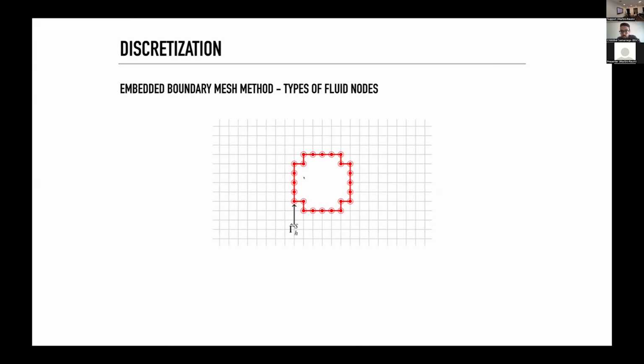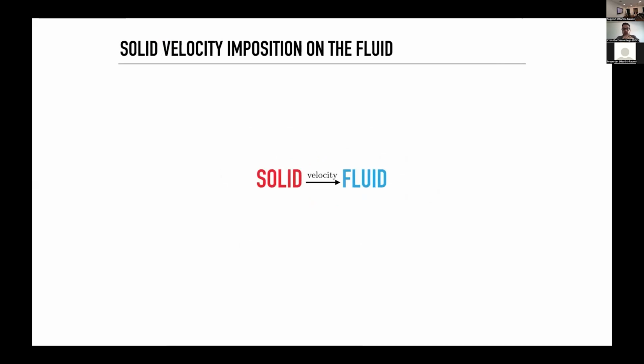So we have to remove the elements that are part of the solid, which we will not take into account in the assembly process. Also, we don't take into account the nodes that are inside the solid. This is for one time step, and we have to think that at each time step, this configuration will change. Okay, so now, how do we impose the solid velocity on the fluid?